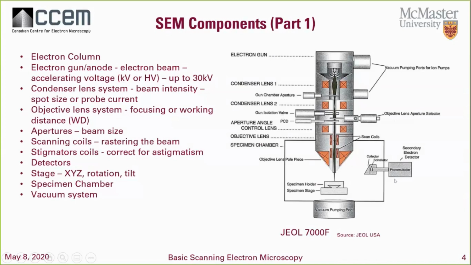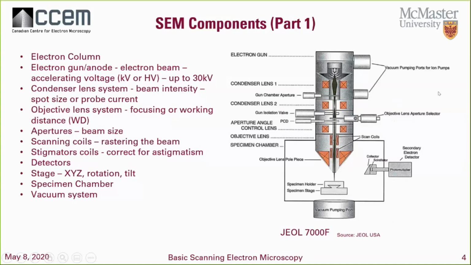So here you can see one of the detectors used for detecting secondary electrons. And you have a stage, which has a holder that will hold the sample. And you'll have a vacuum system, so it might consist of different vacuum systems to get the pressure down to a level where you can actually do some imaging.